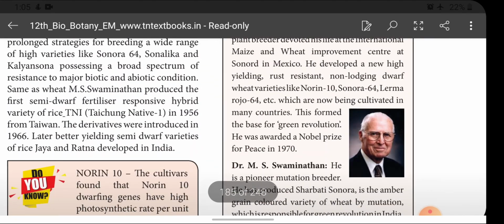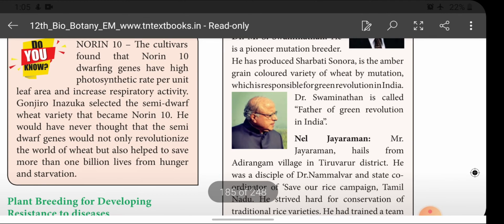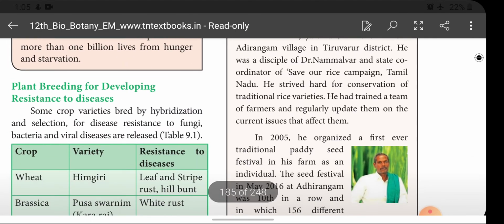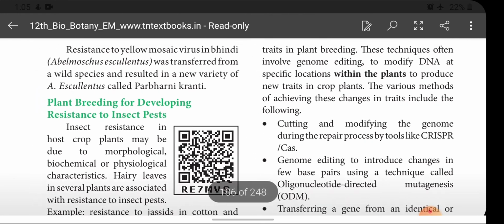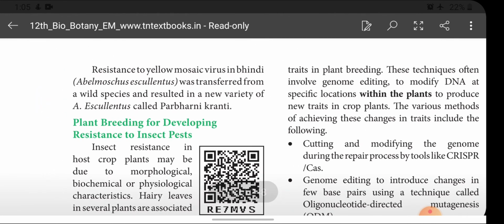All the things in this box, please go through by yourself, children. Definitely you will get some questions from this box. And the next one is resistance to yellow mosaic virus in bhindi. Abelmoschus esculentus was transferred from a wild species and resulted in a new variety of Abelmoschus esculentus called Parbhani Kranti.